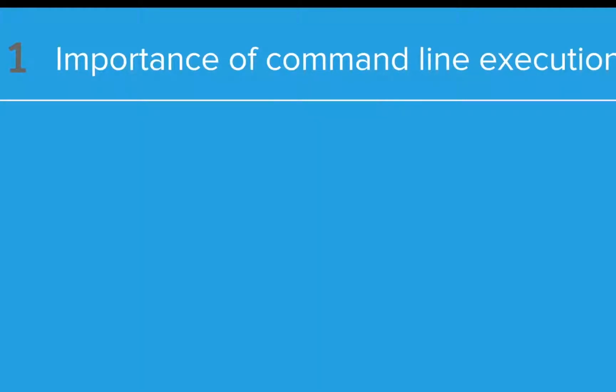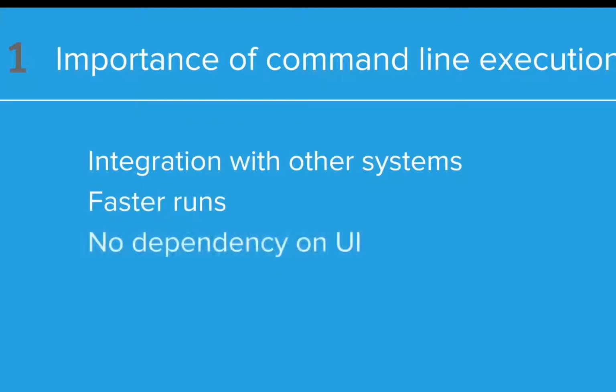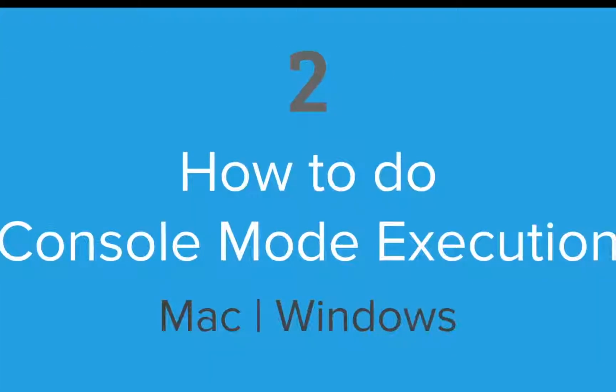So some major features of command line mode are: it is very easy to integrate with other systems like continuous integration, or if we have to call our command from some other application. The runs are faster because there is less memory consumption, because there is no dependency on UI. And at an enterprise level, when there are larger systems involved, it is always useful and recommended to have a command line mode of any tool. So any tool which does not have a command line execution, there are so many limitations to implement it at an enterprise level. Now let us see how we can do command or console mode execution in Katalon Studio.